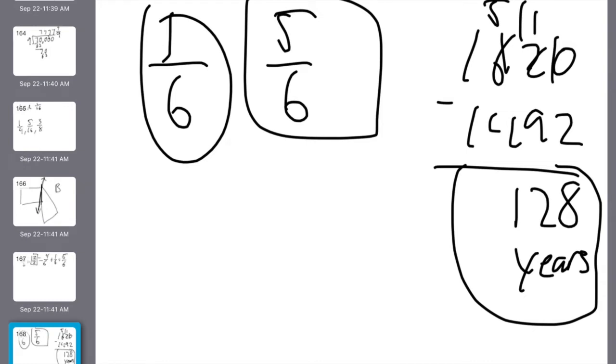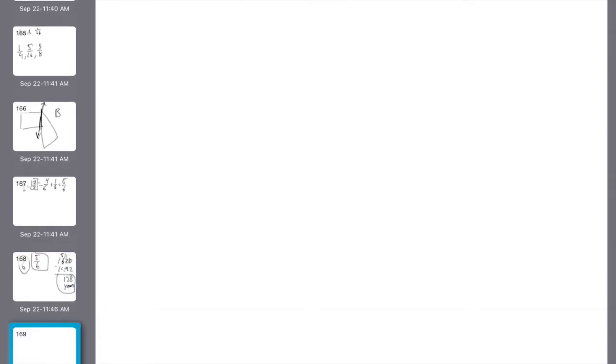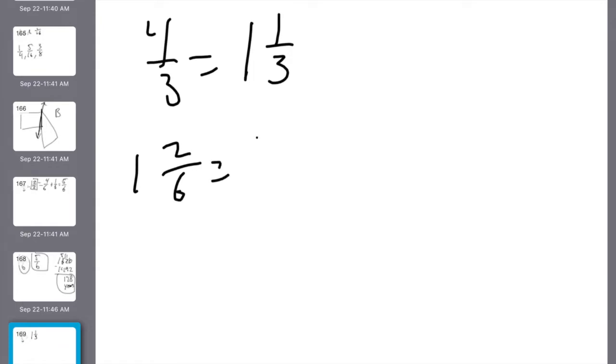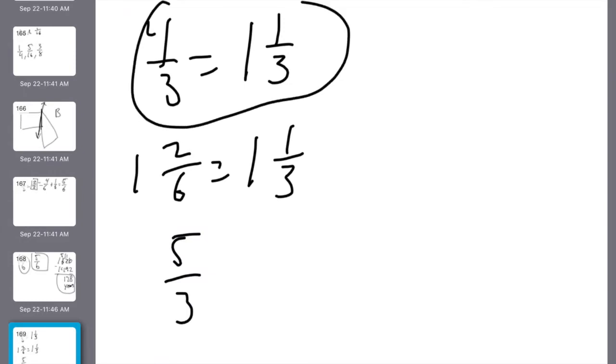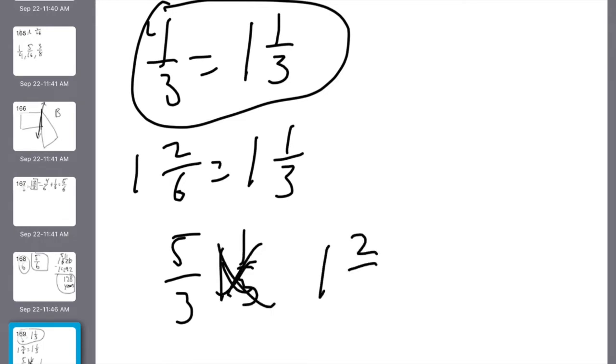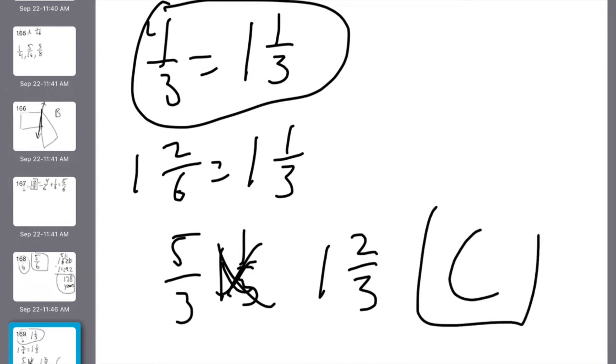Number 5. Which of the following does not equal 1 1/3? Well, 4/3 definitely equals 1 1/3 by top in, bottom out. 1 2/6 definitely equals 1 1/3 as I reduce it. I see right now that I have my answer, guys, because 4/3 equaled 1 1/3, therefore 5/3 cannot equal 1 1/3. Okay, so that equals 1 2/3. So I got an answer of C.